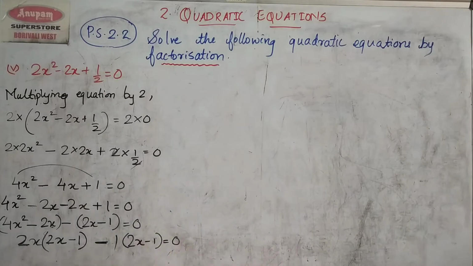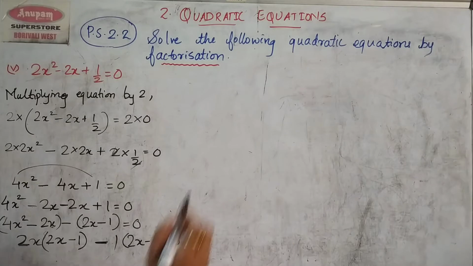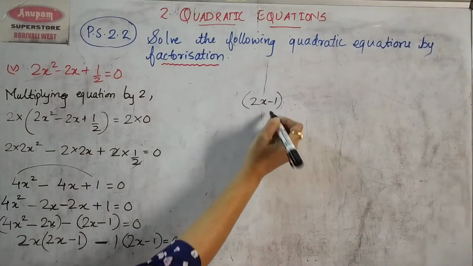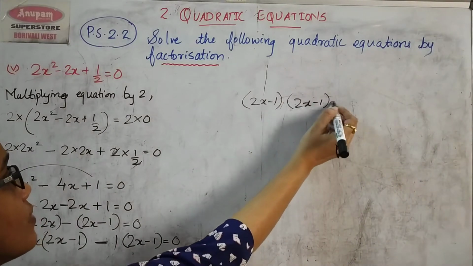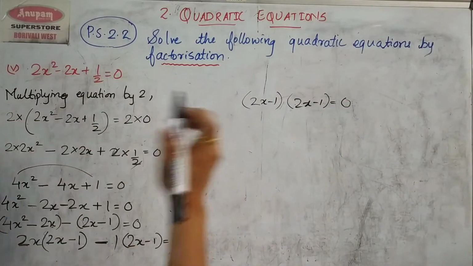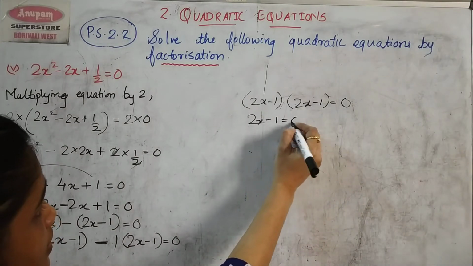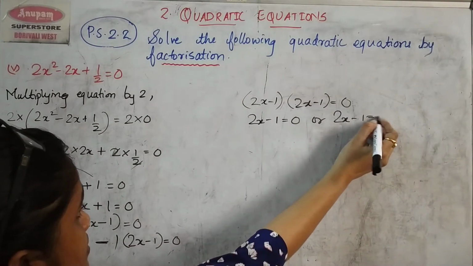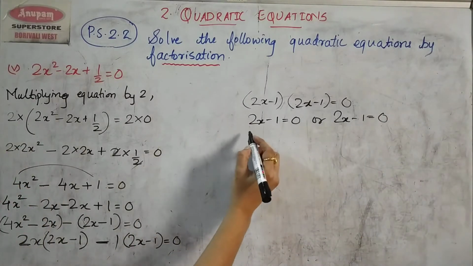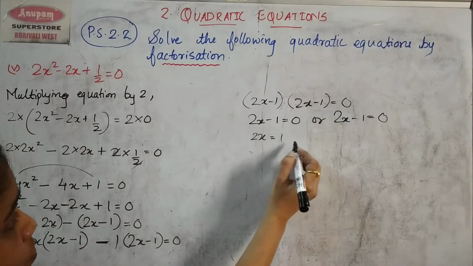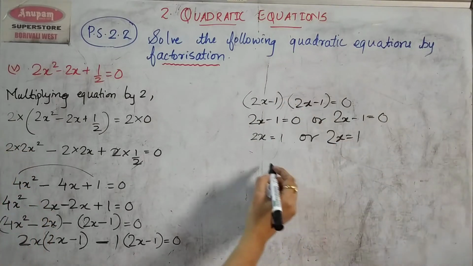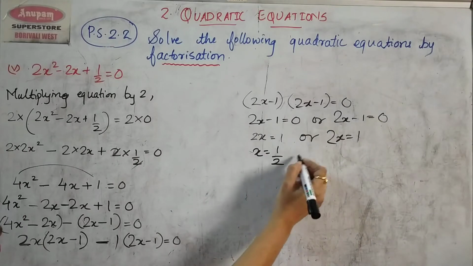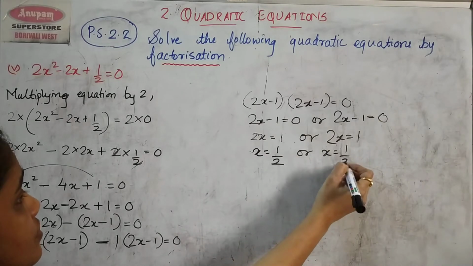So now my two brackets will be 2x minus 1. This will be one bracket, and another bracket will also be 2x minus 1 is equal to 0. So now I'll get 2x minus 1 is equal to 0, or 2x minus 1 is equal to 0. When I solve this, I get 2x is equal to 1, because this minus 1 will go there, and here 2x is equal to 1. So in both the cases, x is equal to 1 upon 2 and x is equal to 1 upon 2.